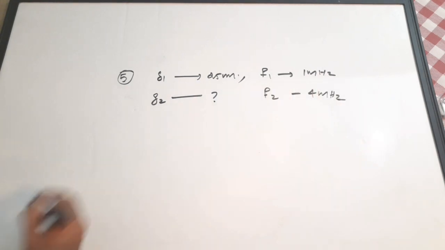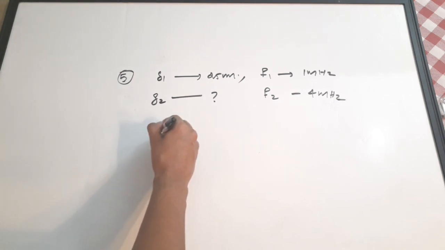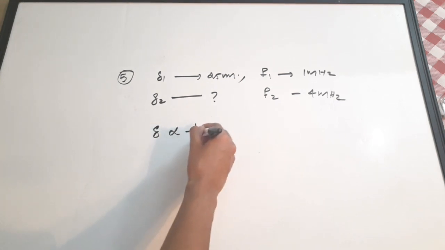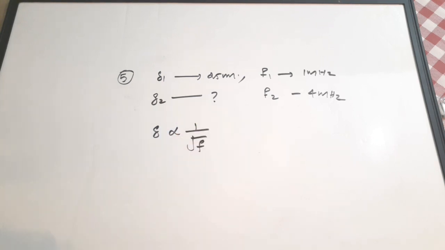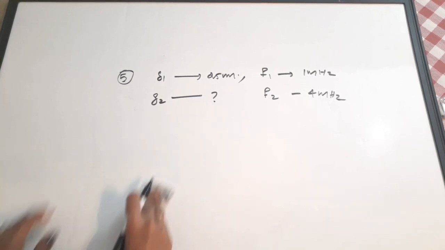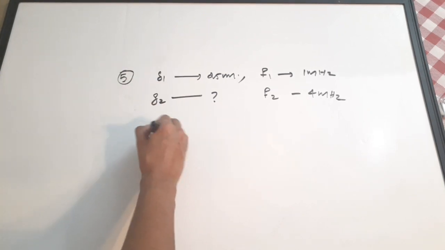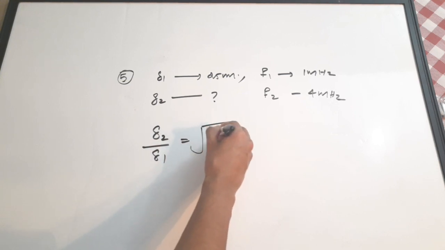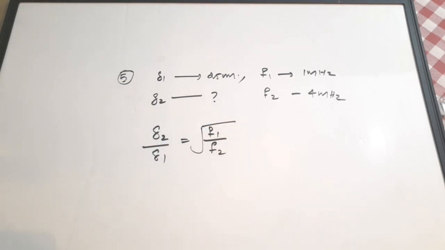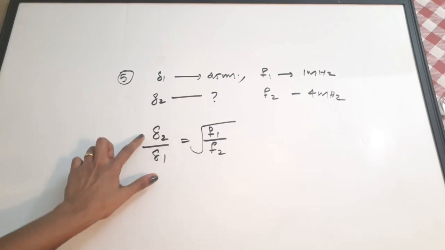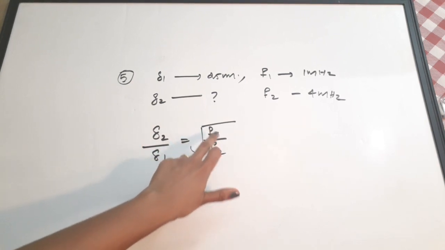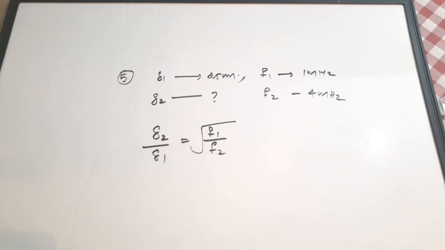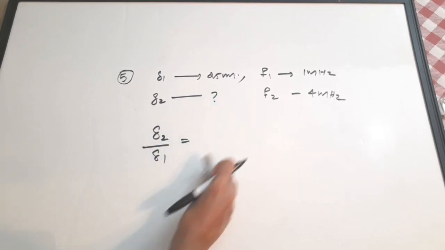Now you just need the simple relation between depth of penetration and frequency. Delta is proportional to 1 by square root of f. So if you write the ratio of delta 1 and delta 2, you will get delta 2 by delta 1 is equal to square root of f1 by f2, since it has an inverse relationship. I hope it is clear. Now you have f1, f2, and delta 1, you just have to substitute.